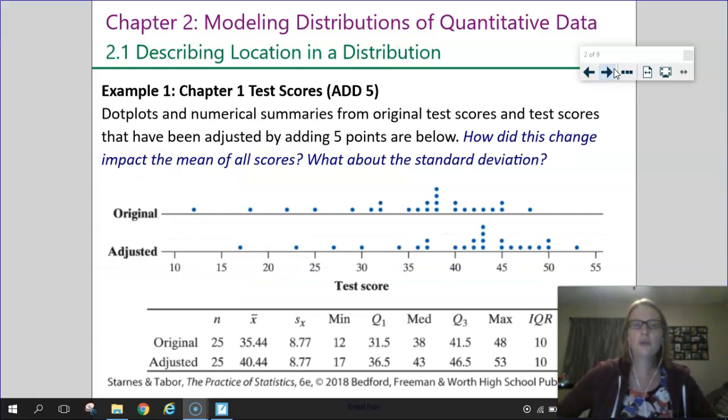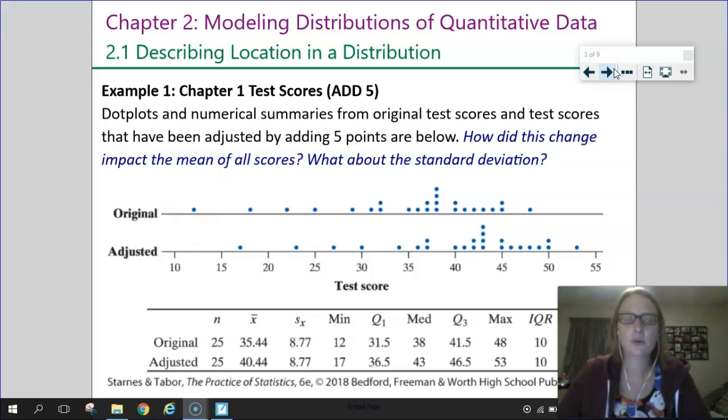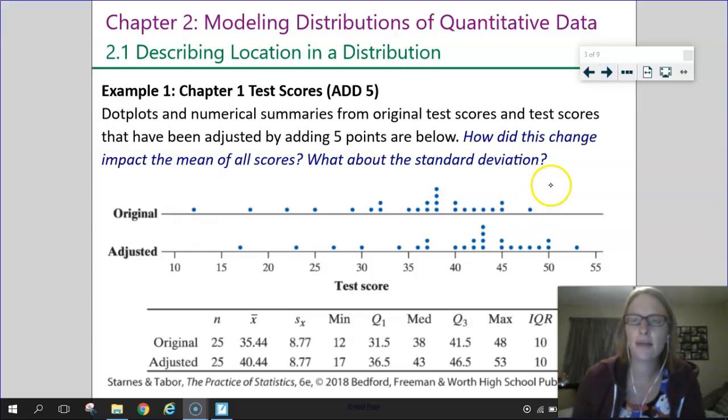So below you can see dot plots and numerical summary statistics from original test scores and then test scores that have been adjusted by adding 5 points. So how did this change things? Well, first off, if I look at my original dot plot compared to my adjusted dot plot, there does not seem to be much of a difference in the overall shape of the dot plot.